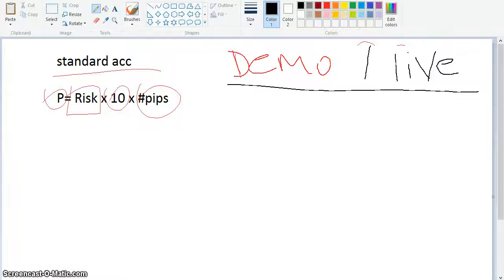Okay. And in trading also, we have two different types of accounts. One is demo and another one is live. So probably you've heard people saying I'm trading demo, another one saying I'm trading live. So a demo account, it's more like a practice account.